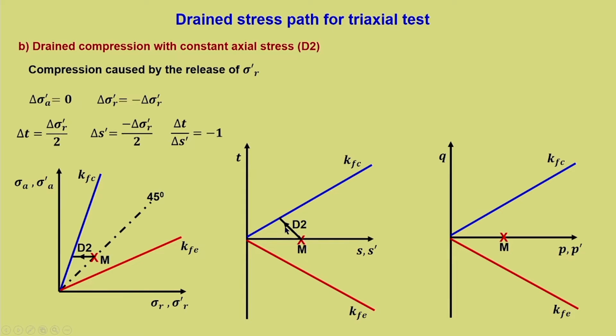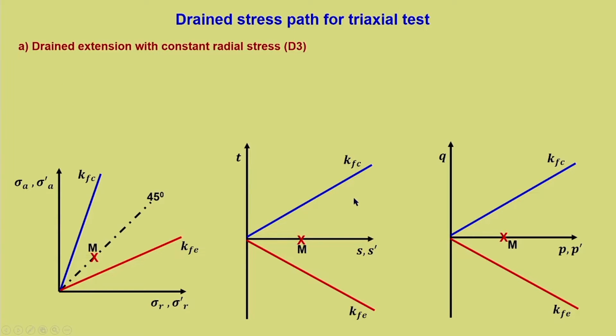So, that is why it is negative slope in this upward direction, and it meets the compression failure line. And what about the Q-P' plot? So, delta P' is equal to minus 2 delta sigma R' by 3, and delta Q is equal to delta sigma R', because minus of minus will be plus delta sigma R'. So delta Q by delta P' is equal to minus 3 by 2. So, it will be in this direction at a slope of 3 upon 2. So, this is the second case.